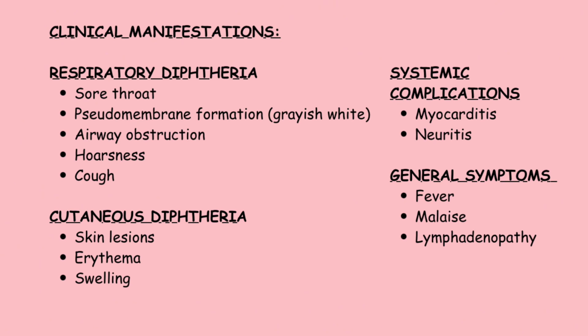Systemic complications include myocarditis. Diphtheria toxin can cause myocarditis, which is the inflammation of heart muscle. This can cause arrhythmia, heart failure and other cardiac complications. Neuritis. Neurological complications such as peripheral neuropathy and paralysis, especially of the eye muscles, can result because of the neurotoxic effects of diphtheria toxin. General symptoms include fever.